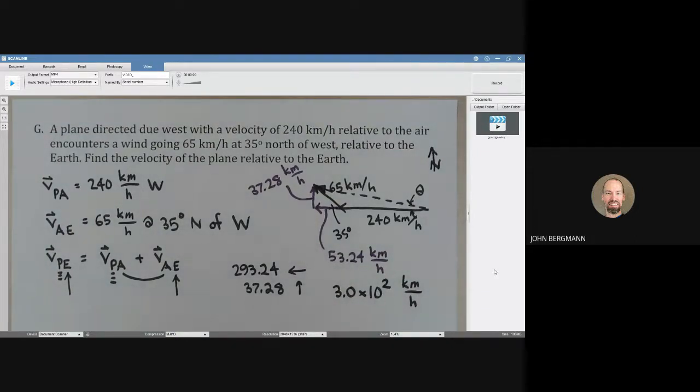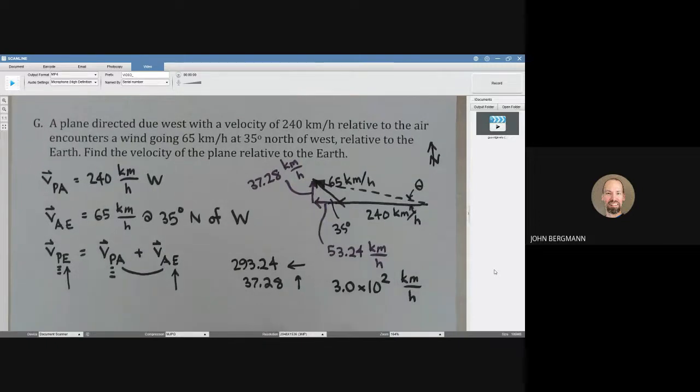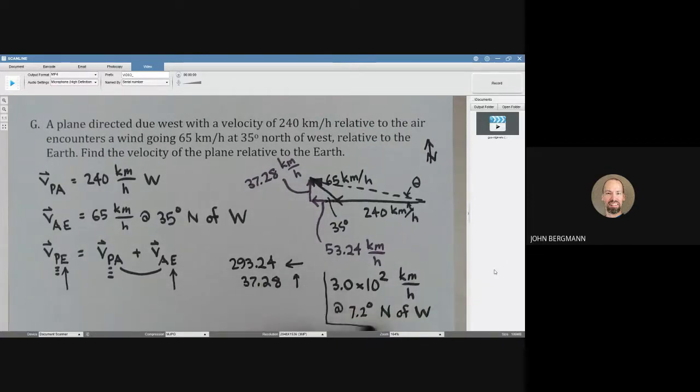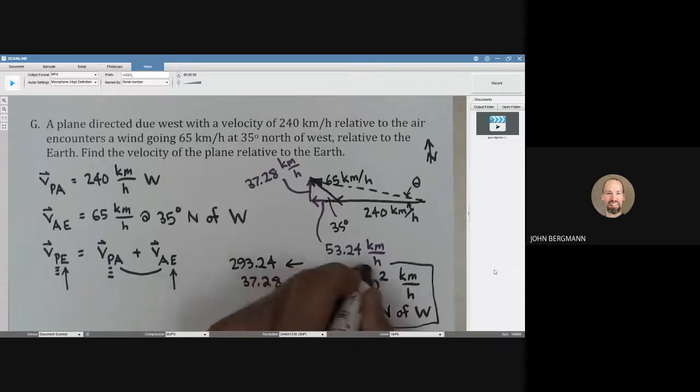And then we also need, as we mentioned earlier, to find this angle using the inverse tangent function. And you can see it's a pretty small angle, definitely less than 35. I got 7.2 degrees. And then what is this? North of west. So maybe you want to check my calculations on that. But that's how we go.